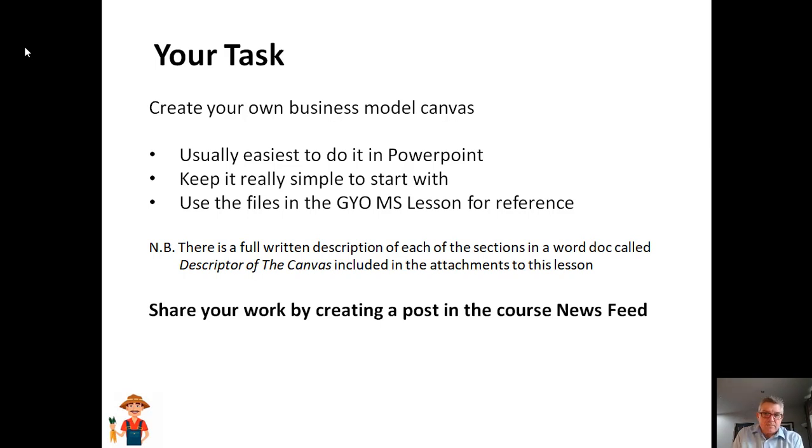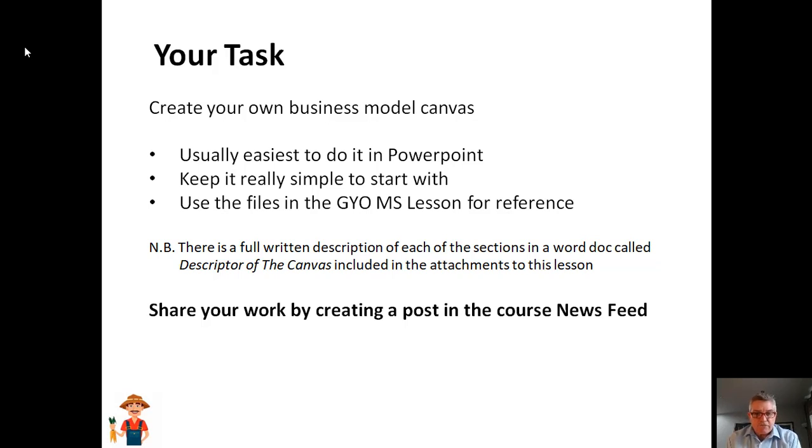So essentially that is the business model canvas. Your task before you move on to the next lesson is to create your own business model canvas. This is usually easiest to do in PowerPoint, but you can do it on a number of sheets of A4 if you want, or whatever you feel comfortable with. I personally tend to do it in PowerPoint. As I say, keep it really simple to start with, and use the files attached to the post with this lesson to help you do that.